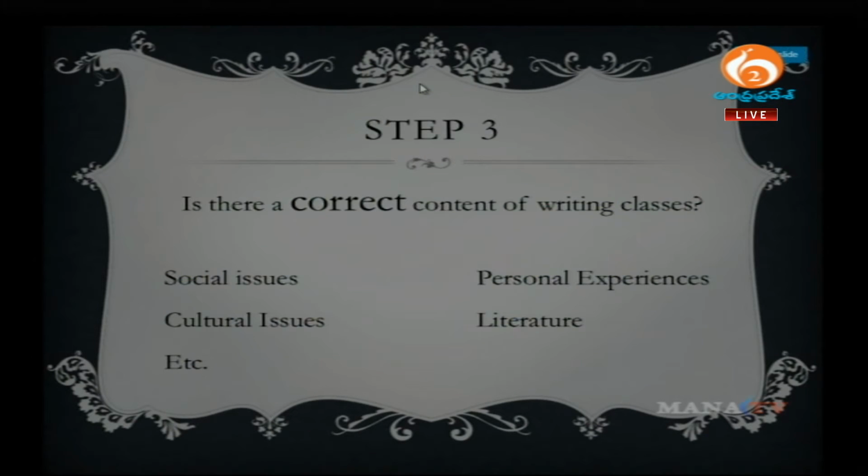Step 3 precisely means there are correct content writing classes: social issues, personal experiences, cultural issues, literature, etc. So there are a lot of reasons that we write a text or content for. These are the things that you can also start practicing in order to make your writing make more sense and be more valuable.